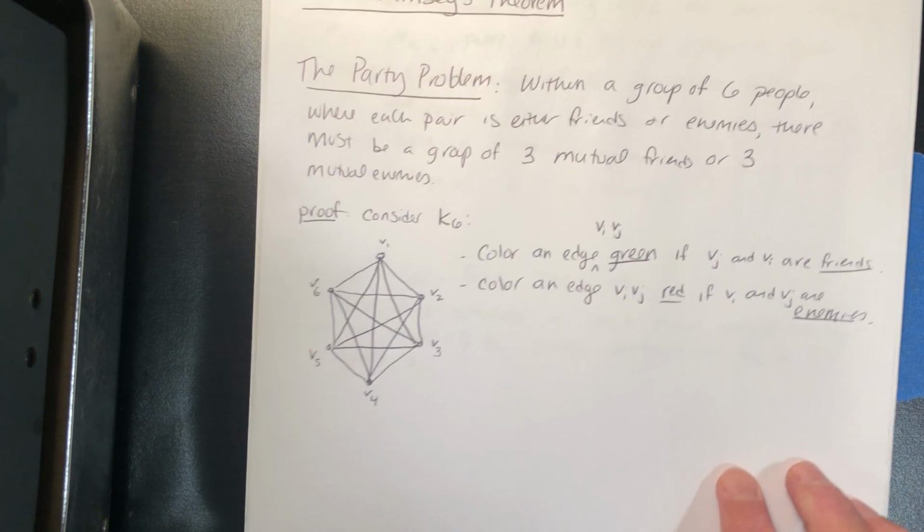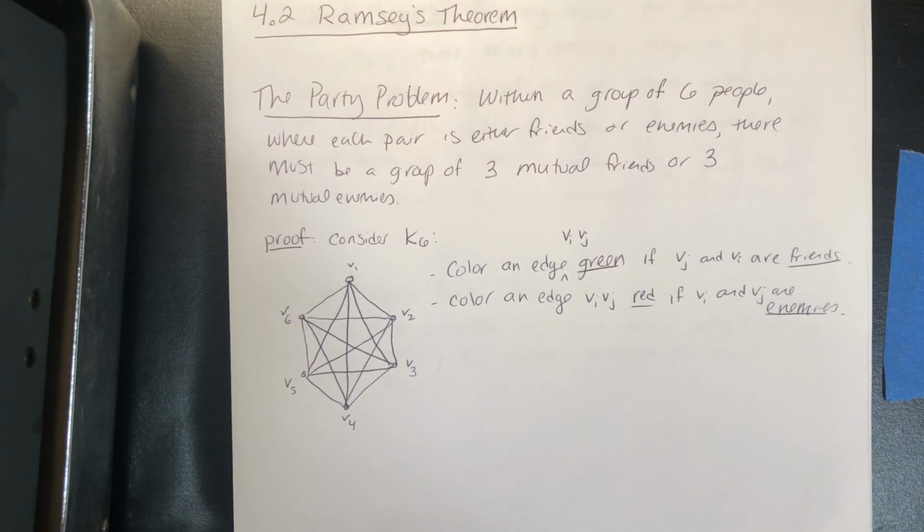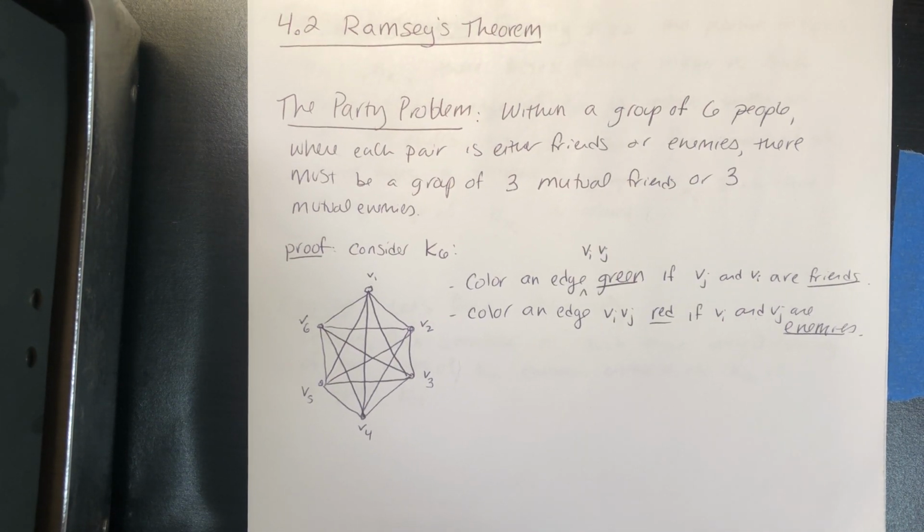So we're going to consider K6, a complete graph on 6 vertices. The vertices represent the 6 people in your group. And we put an edge between every pair of vertices because every pair of people is either friends or enemies. So we'll color a particular edge, say VI, VJ, green if those 2 people are friends, and otherwise we'll color that edge red if they're enemies.